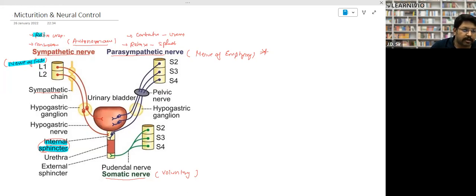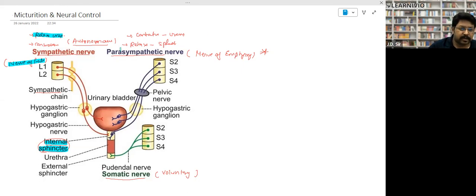It relaxes the urinary bladder, right? So when the urinary bladder is in the relaxed condition, it allows the urine to get filled. The internal sphincter remains closed, so it leads to filling, right? And what happens when it gets filled? Then it will open the internal sphincter, right?